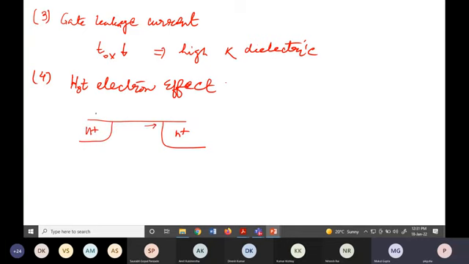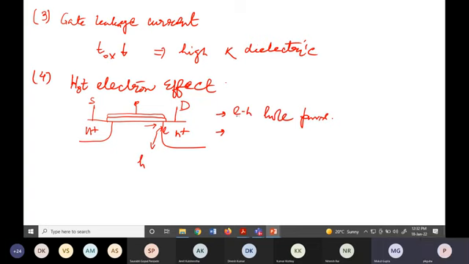near this drain side, they might collide with immobile ions and form electron hole pairs. So they can create electron hole pairs. Okay, holes and electrons will be created. Electron hole pairs they might create.